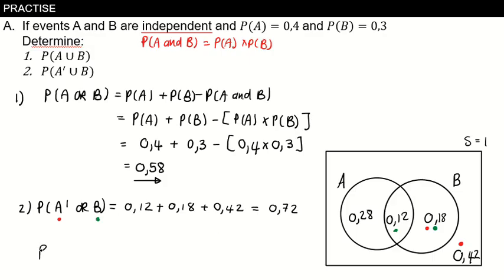So just to recap, if I asked you instead, what's the probability of not A and B? We're looking for the number with a red and green circle at the same time. And this would only be that 0.18. So "and" is at the same time, while "or" is red or green or both.